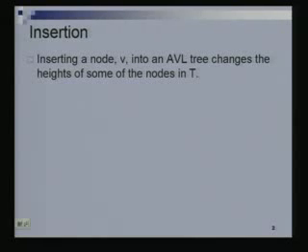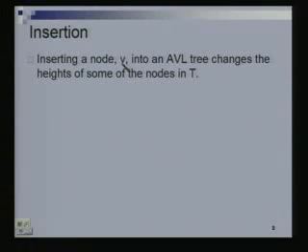So suppose I'm trying to insert a node V into an AVL tree. Actually what I'm trying to do is insert a key. But what's the process of insertion in a binary search tree? First you find where the key is, you go to that place, you put the key there. Let's say the node in which I put the key is V.